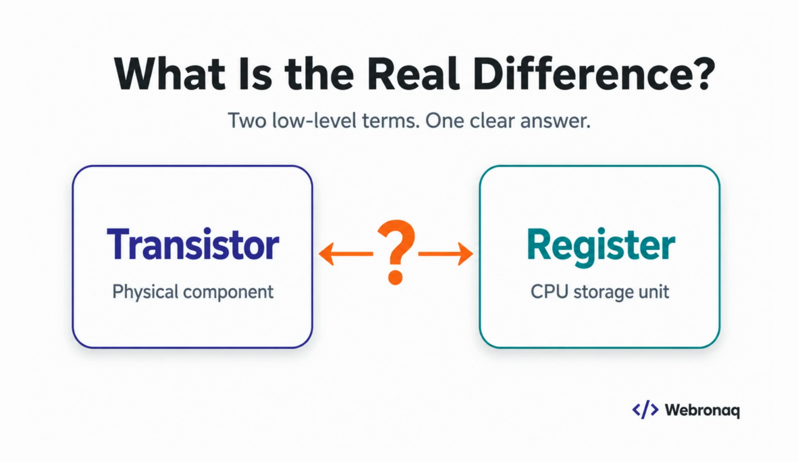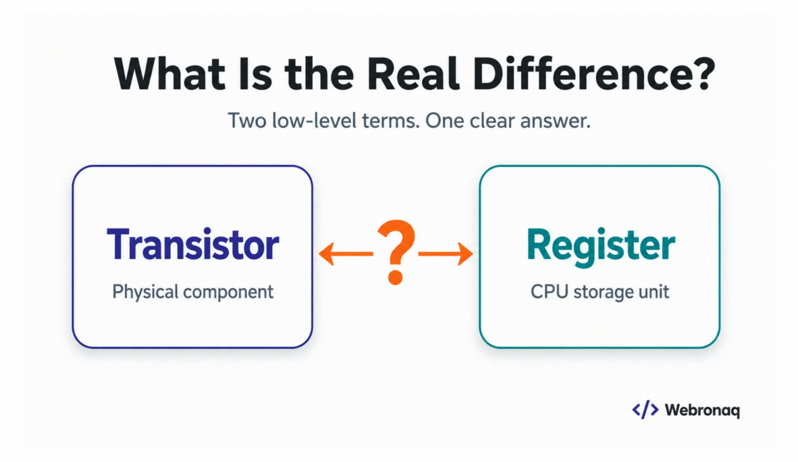Hello friends. If you have ever studied computer architecture, you have probably run into two terms that both sound incredibly low-level and hardware-related. Transistor and register. They both live deep inside your computer, and at first glance it is easy to mix them up or use them interchangeably. But they are not the same thing at all. They operate at completely different levels of how a computer is built. In this video, we are going to draw a very clear line between the two. By the end, you will know exactly what each one is, how they relate to each other, and why understanding that relationship actually helps you think better about how a CPU works.